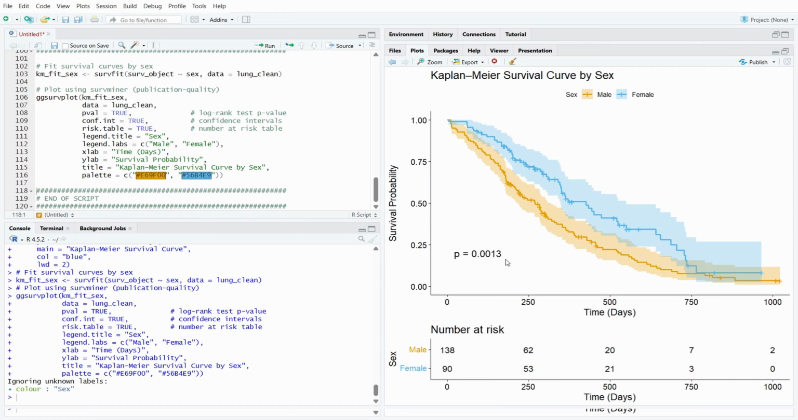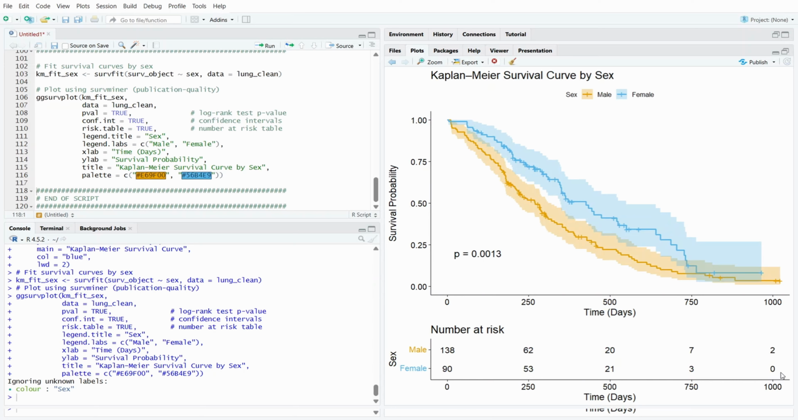This is well below the conventional threshold of 0.05, indicating that the difference in survival between males and females is statistically significant. Below the main plot, the number at risk table shows how many patients remain under observation at key time points. At baseline, there are 138 males and 90 females. As time progresses, these numbers decline, and by 1,000 days, only 2 males and no females remain at risk. This reduction contributes to the increasing width of the confidence intervals later in the curve.